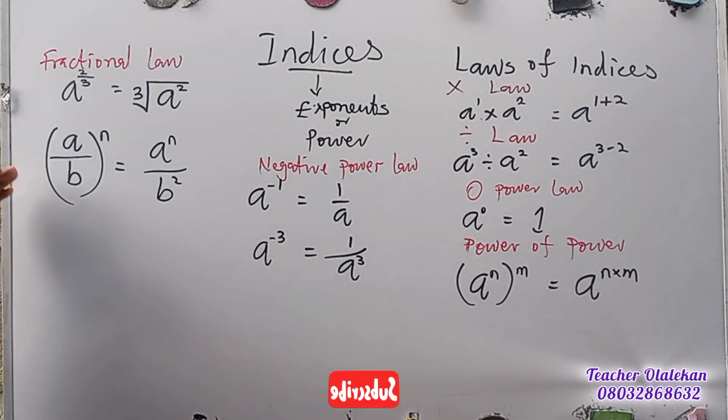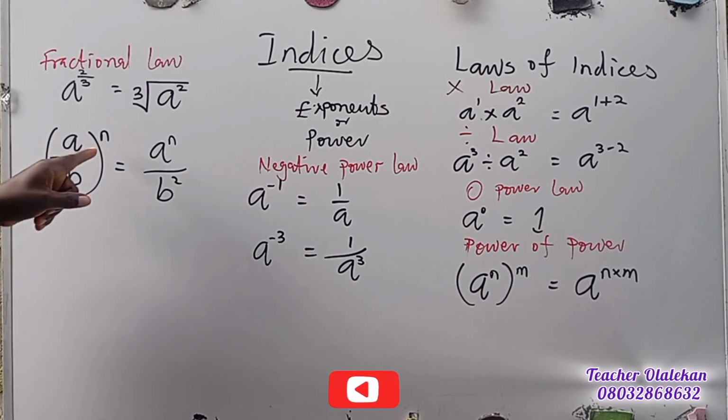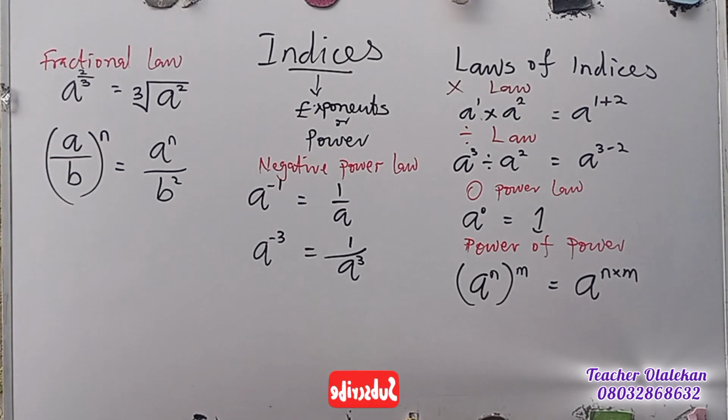While the next one is the fractional law. In a fractional law, what it simply means is that anything raised to a power that is a fraction, you divide with the denominator of the fraction and you multiply with the numerator of the fraction. And in case you have a fraction like this as well, since they are joined together by a bracket, they both share that exponent.